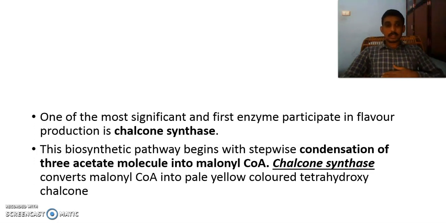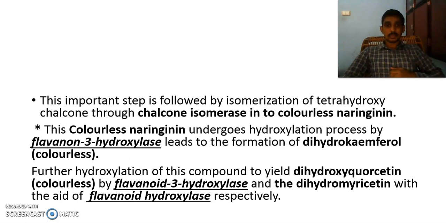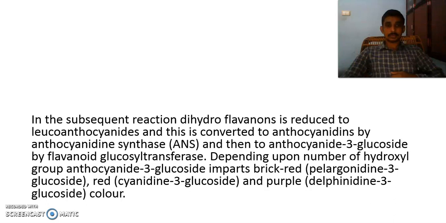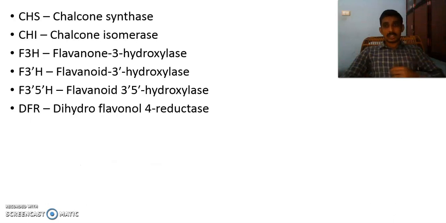You can see the biosynthetic pathway begins with a stepwise condensation of 3 acetate molecules into malonyl coenzyme A with the help of chalcone synthase, which is then converted into tetrahydroxychalcone. All these things are discussed now. These are all the description of that biosynthetic pathway. So these are all the main 6 enzymes which help in the biosynthetic pathway of flavonoids.